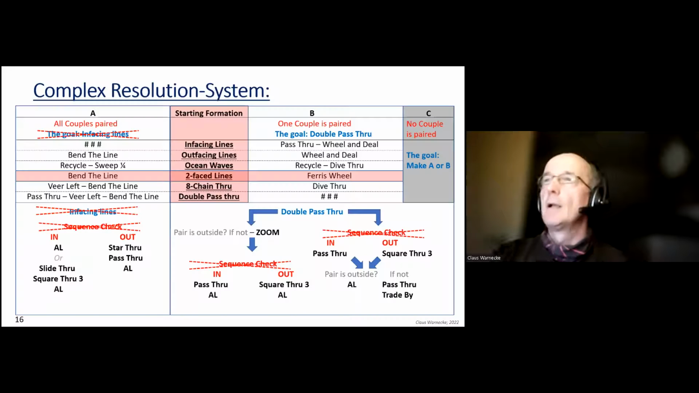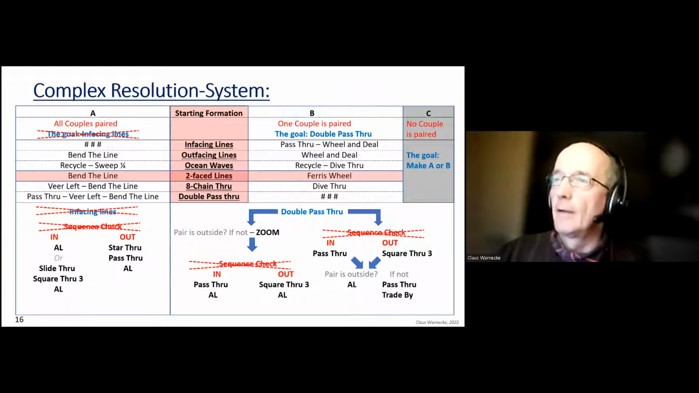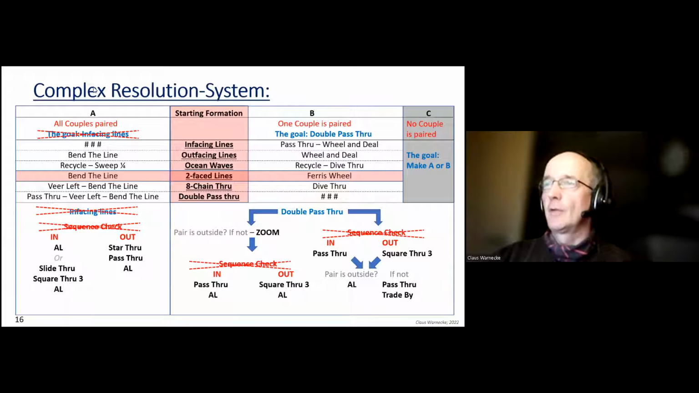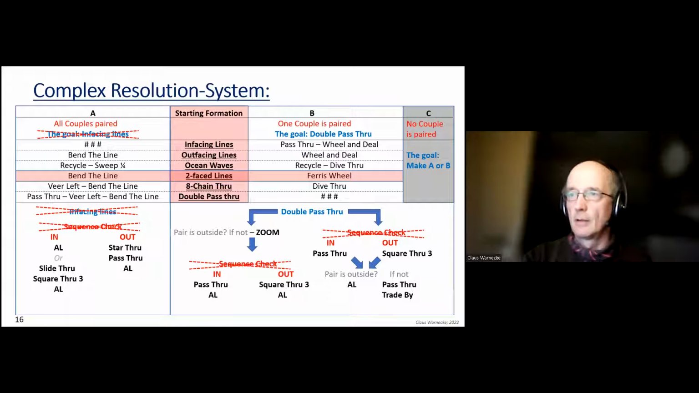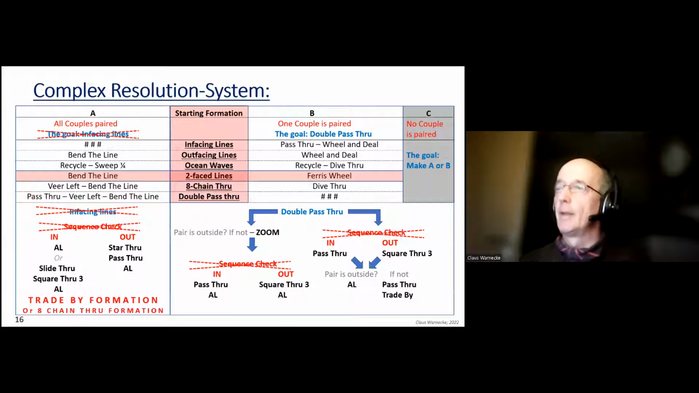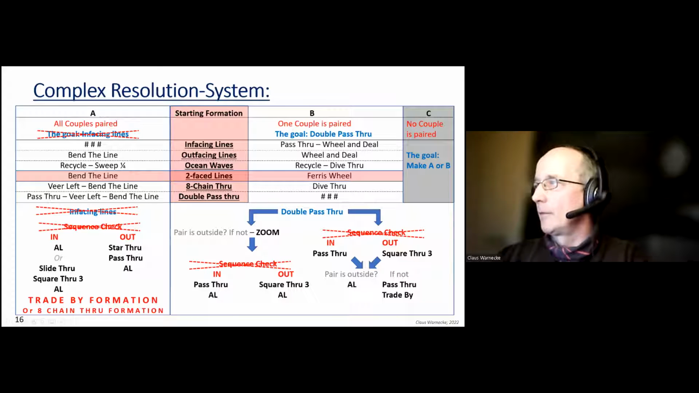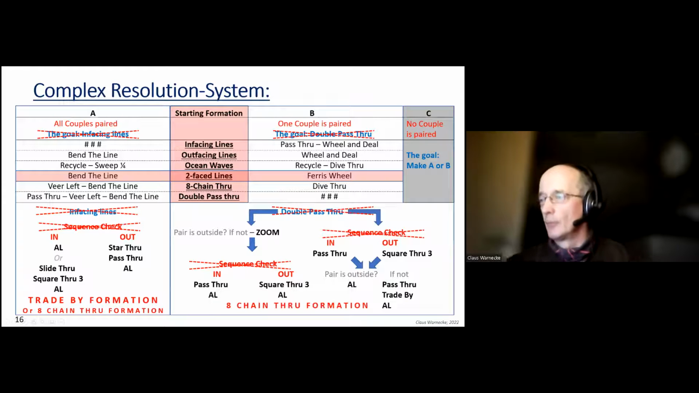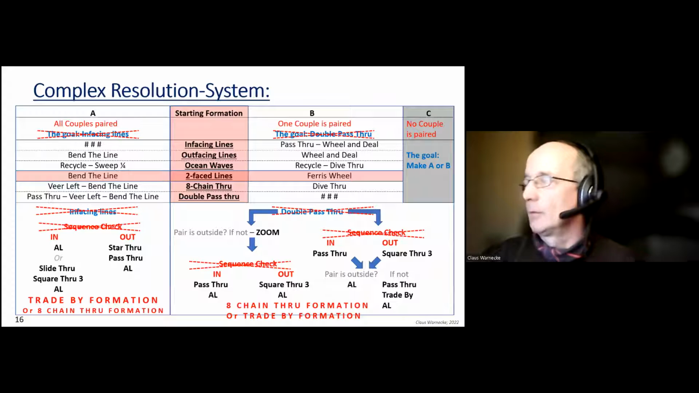I need no in-facing lines for an A situation, because it does not work. Now, I need a trade by formation or an H chain through for A. And I need no double pass through position, because the double pass through is for my sequence check. I need an H chain through formation or a trade by formation.